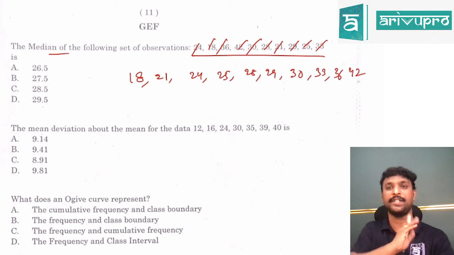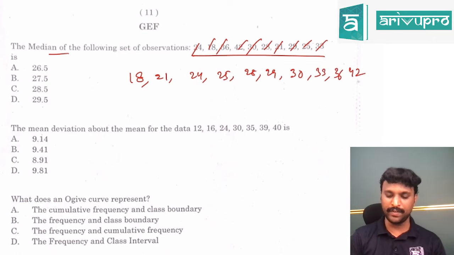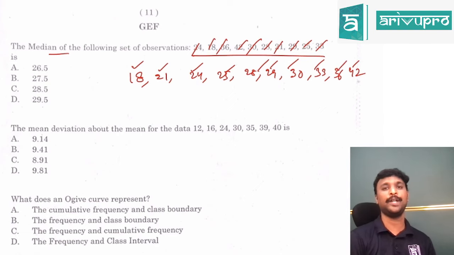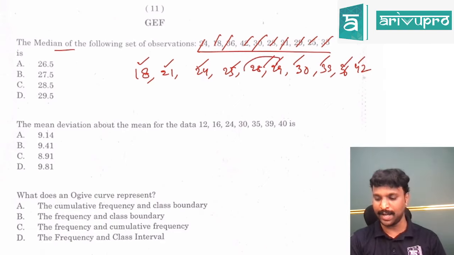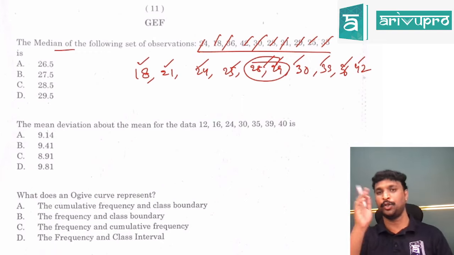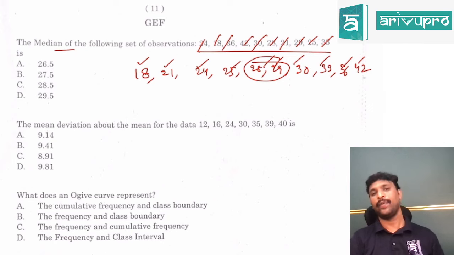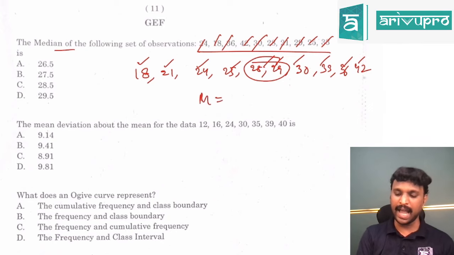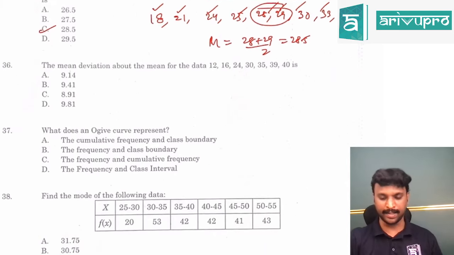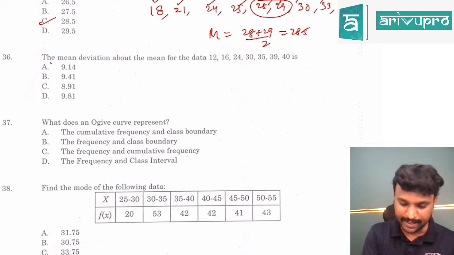So all the observations have been sorted. Guys, how many observations are there? 1 2 3 4 5 6 7 8 9 10. If there are 10 observations, there will be two middle values. The two middle values are 28 and 29. You can see 4 on the left and 4 on the right. So how do you find the median? Average of these two, 28 plus 29 by 2, which is 28.5. Option C is the answer. Have you understood?